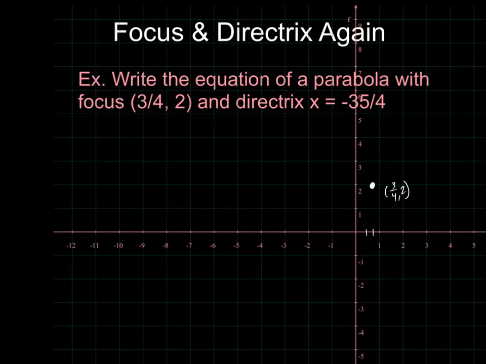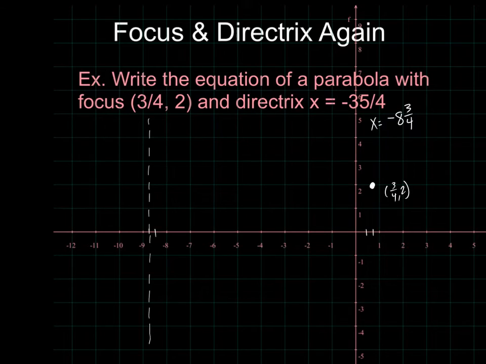The directrix is -35/4. So 8 would be 32/4, and 9 would be 36/4. So this is -8 3/4, x equals. That's the directrix. So again, this is a sideways opening one. As soon as I see a directrix of x equals, I automatically know this thing opens left or right. -8 3/4. There's -8 1/2, -8 3/4. So here's my directrix.